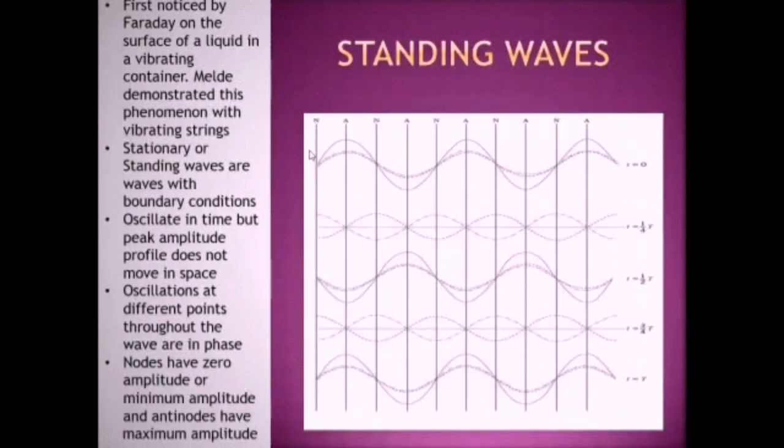Now we can see there are 5 cases. When t is equal to 0, when t is equal to T by 4, where capital T denotes the time period, the time taken to complete one vibration. Then the third case is when t is equal to half of the time period, t is equal to 3T by 4, and when t is equal to capital T.